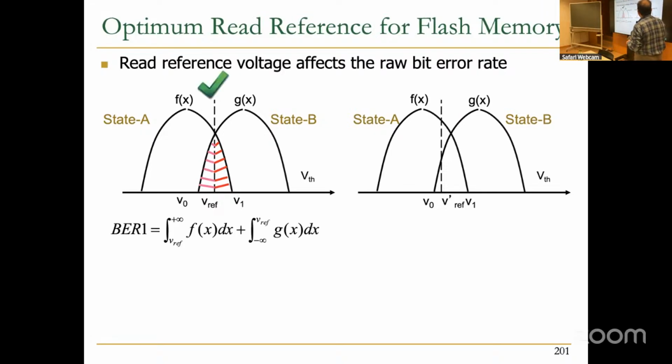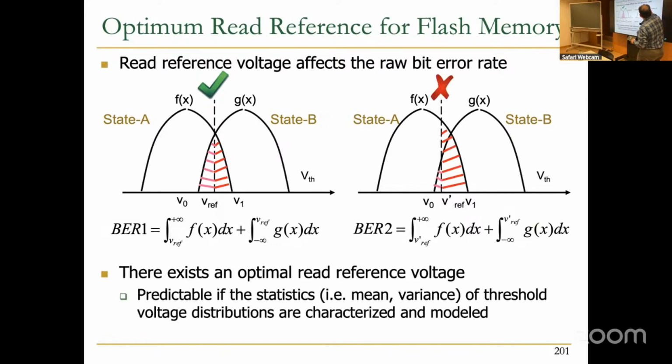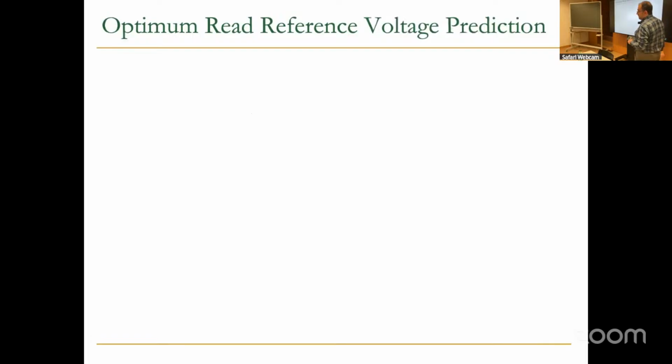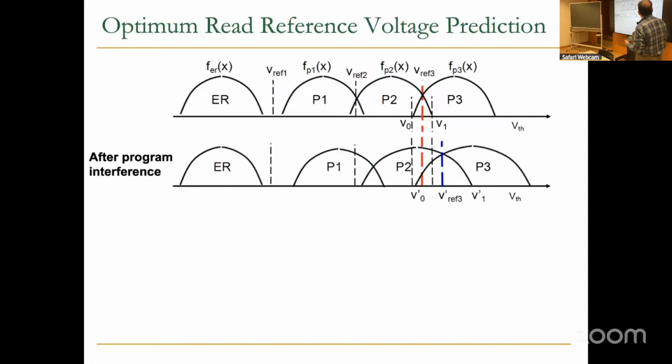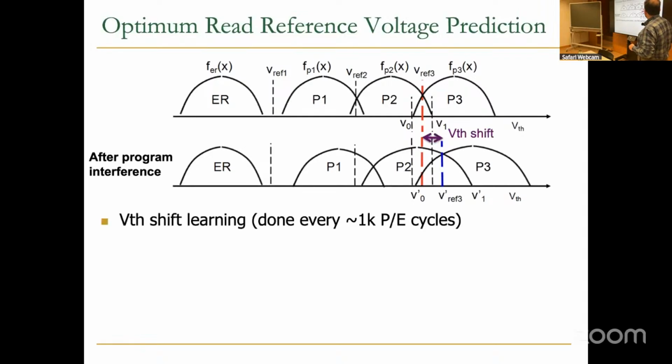But the problem is that we might have this kind of variation, where our reference voltage is actually here, and you can see that we have a different overlap. So now I need to adjust the reference voltage, and the reference voltage that is here is going to be the better, optimal one. The goal is to understand where I'm standing, and then adjust the reference voltage such that you get to the optimal number of errors. So you need to predict this threshold voltage shift.